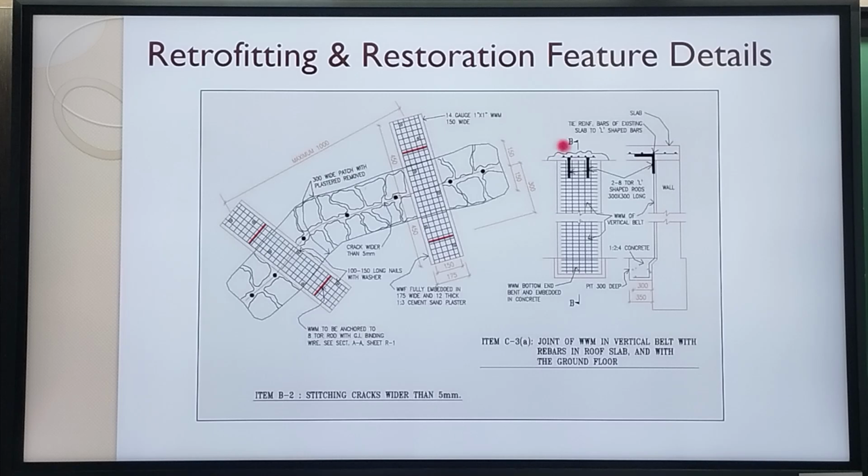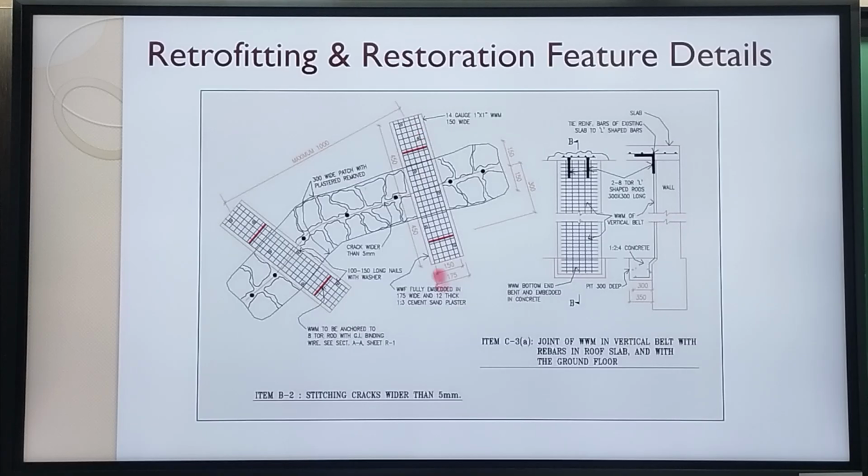Also, on the right side you see there is a vertical belt, and wherever there is a reinforced concrete slab, you need the reinforcing bars overlapping, with a proper connector. You expose the reinforcement in the slab and provide proper overlapping connections. And on the left here, you see a typical detail of splicing or stitching of a crack.